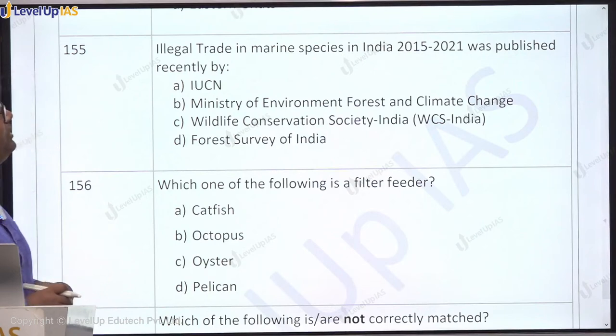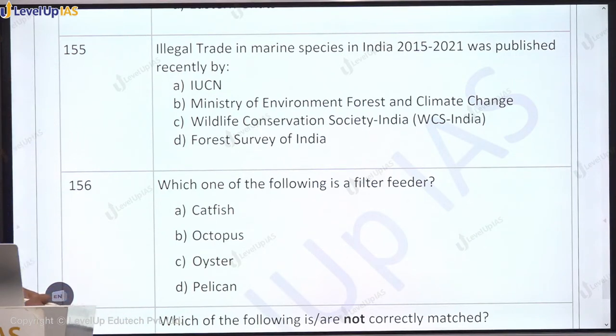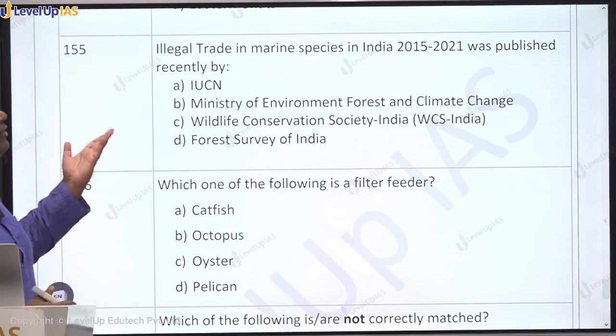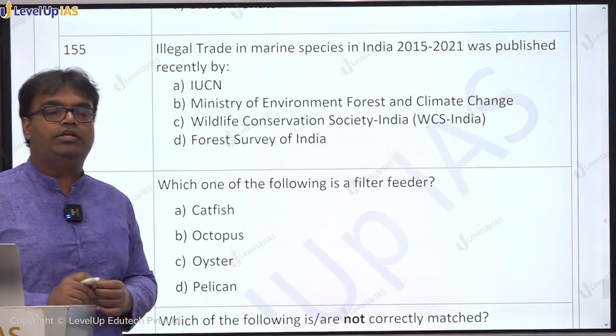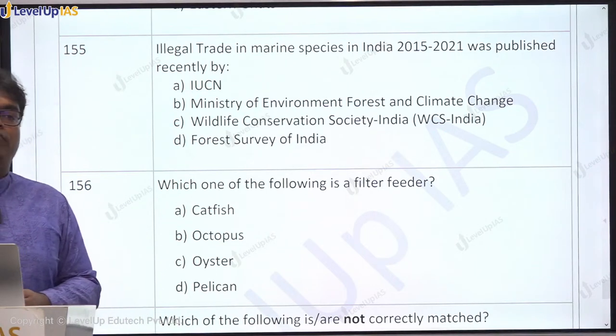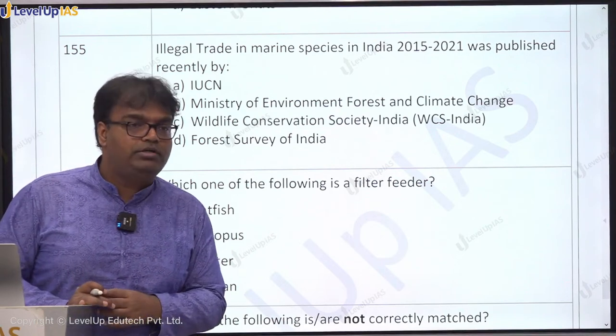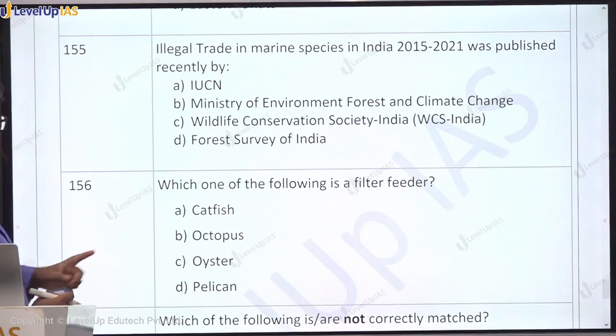155, illegal trade in marine species in India was published recently by, these are factual things, a report was published, Wildlife Conservation Society of India. It said that among the most traded species in India, one of them talked about sea cucumber as one of the most illegally traded species. So C is the answer here.